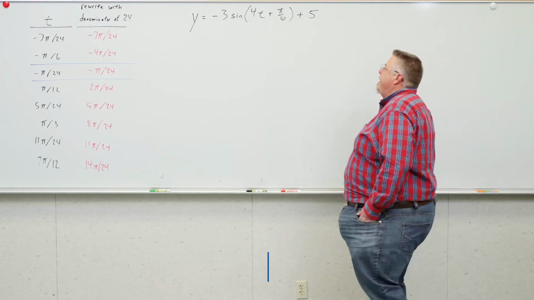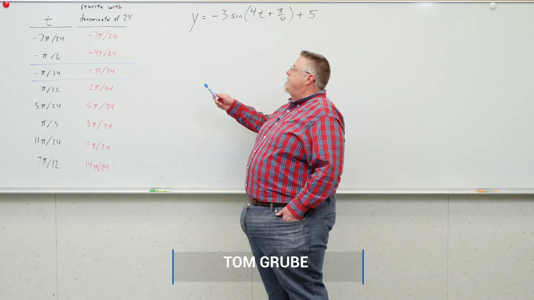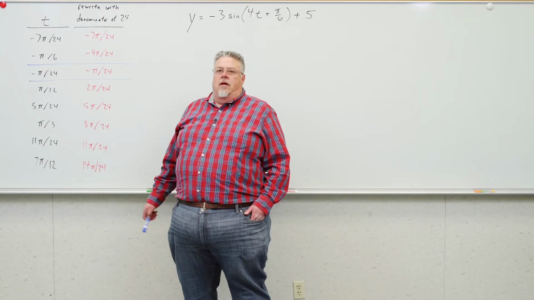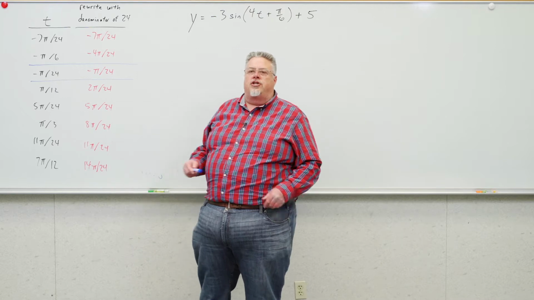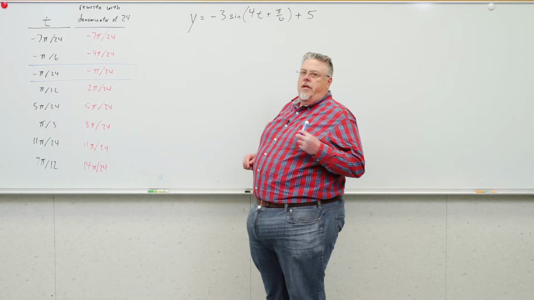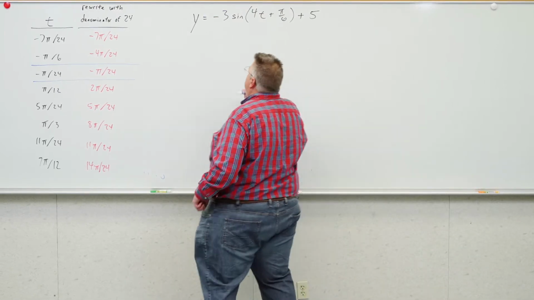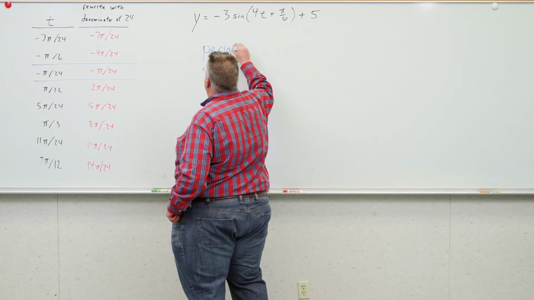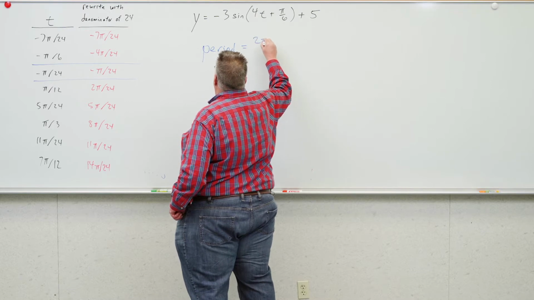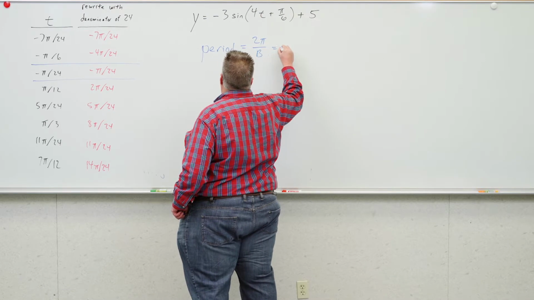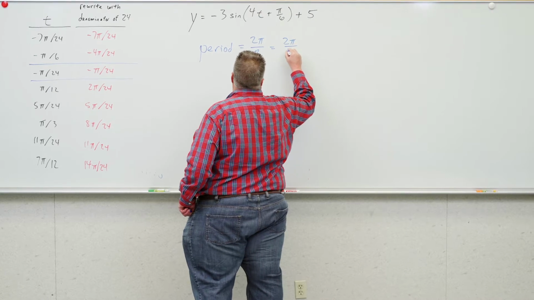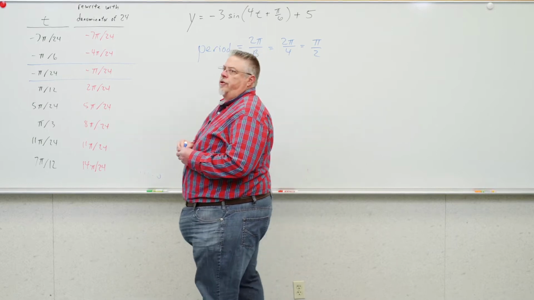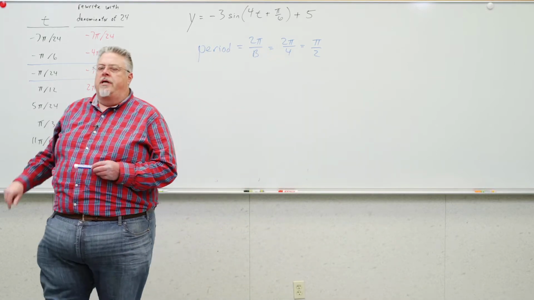Okay, so how did I get these nice values of t to plug into the function? Well, here's how you proceed to find that. You're going to find the period. And the period is 2 pi over b. In this case, that's 2 pi over 4, which is pi over 2. Okay.